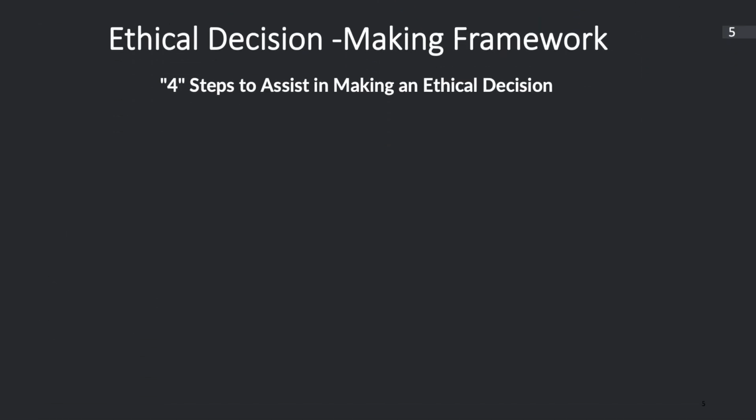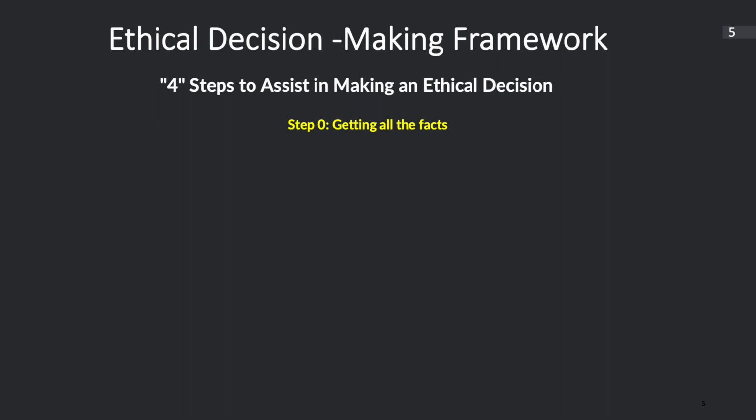Now for the framework. It's called 4 Steps to Assist in Making an Ethical Decision, but I put 4 in quotes because in essence there are actually 5, one that often gets overlooked, but it's one of the most important pieces of the process. Step 0, and that is getting all the facts. This is a highly critical component, as you'll see during the discussion.